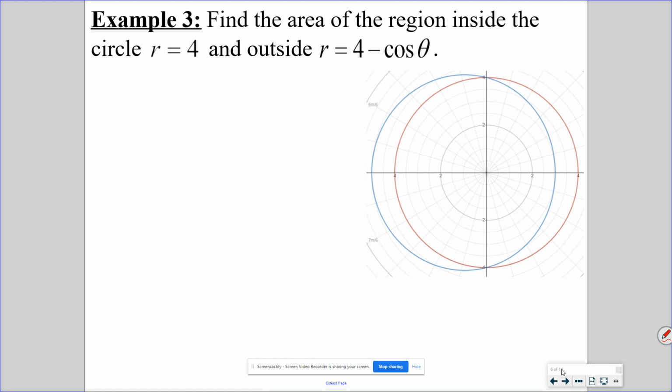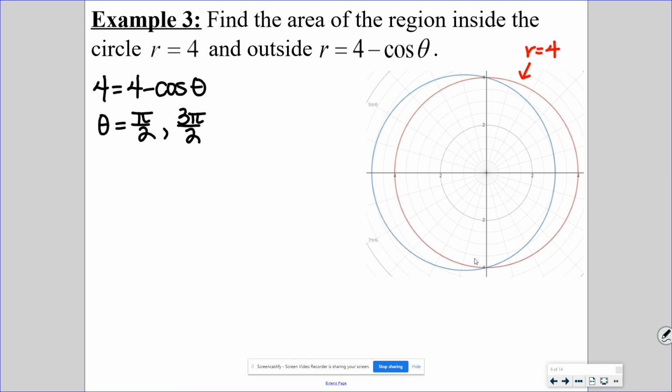All right, so last example: find the area of the region inside the circle r equals 4. That is the red circle on this picture. And outside r equals 4 minus cos theta. Okay, so first we need to find where they intersect. So we're going to set these two equations equal to one another. Solve, and you're going to get theta is equal to pi by 2 and 3 pi by 2.